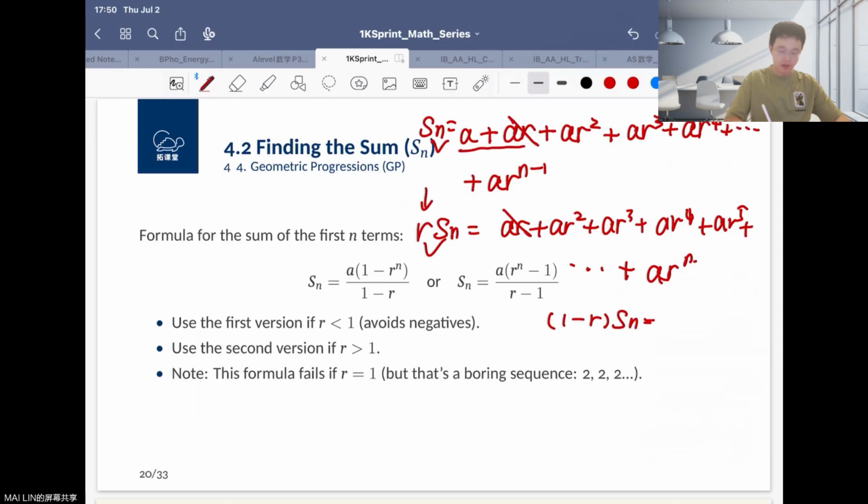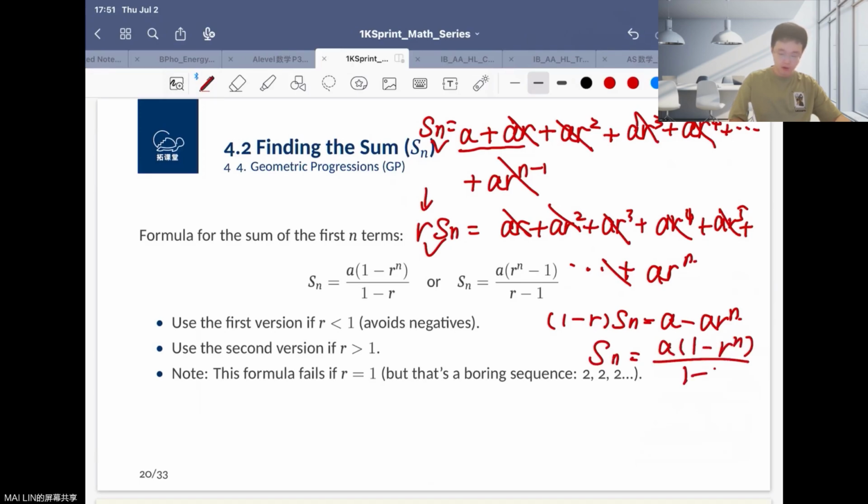Here you can find ar minus ar becomes 0, and ar squared minus ar squared becomes 0, and ar cubed minus ar cubed becomes 0. Finally, there is only ar to the power of n left. So we can say it equals a minus ar to the power of n. So Sn equals a times 1 minus r to the power of n, over 1 minus r. That is how we can understand the sum of the first n terms.